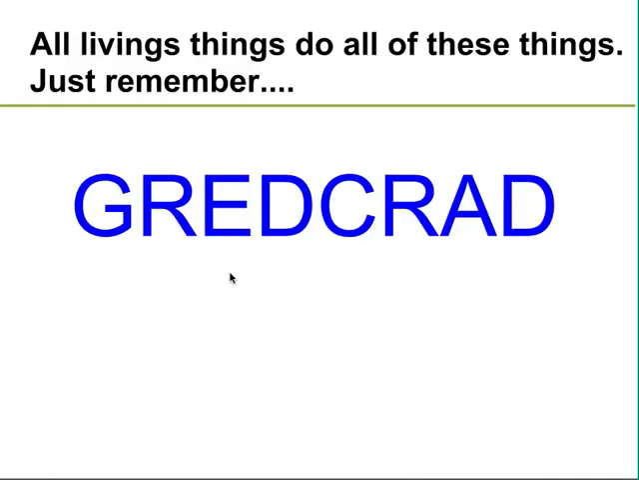We want you to just remember that all living things do all of these things. If something doesn't do those things, it's not living. You just have to remember the word GREDCRAD. In summary, all living things grow, they reproduce, they use energy, they have DNA, they're made of one or more cells, they respond, and die.